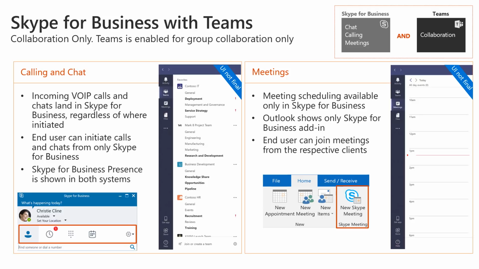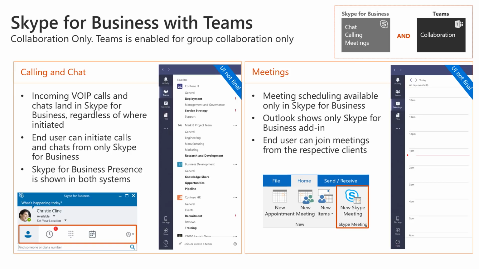The screenshot that you see on the right side of calling and chat is an indication of potentially what the Teams client will look like in the Skype for Business with Teams collaboration-only mode. This UI is not final, as we are continuing to evolve this user interface based on the app's permissions policy settings that we're currently working through. But the idea here is that the Teams application would not show the particular modalities that are not available, which would be calling and chat in this particular instance.